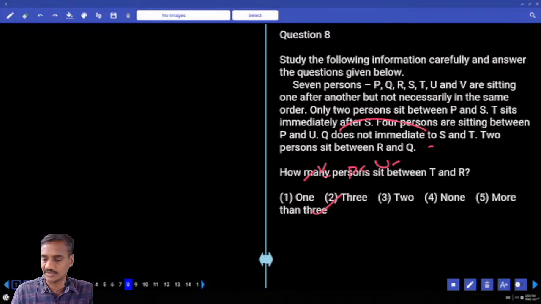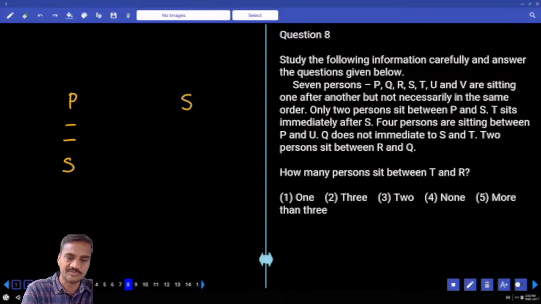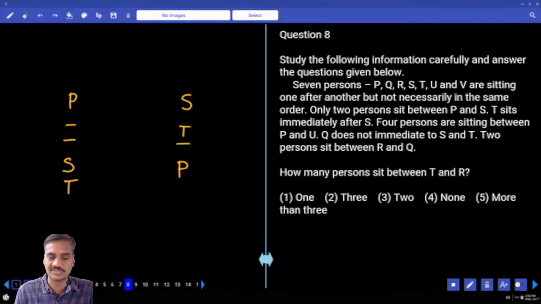Then next one, 8 to 11. Now in this one, there are 7 people sitting in a row, one after another but not necessarily in the same order. How many persons are there? There are 7 persons, one after the other, and only 2 persons between P and S. If P is here, S will be here, there are 2 persons between P and S, or S is before this P, there are 2 persons between P and S, and T sits immediately after S. Now this is T, which is immediately after S.